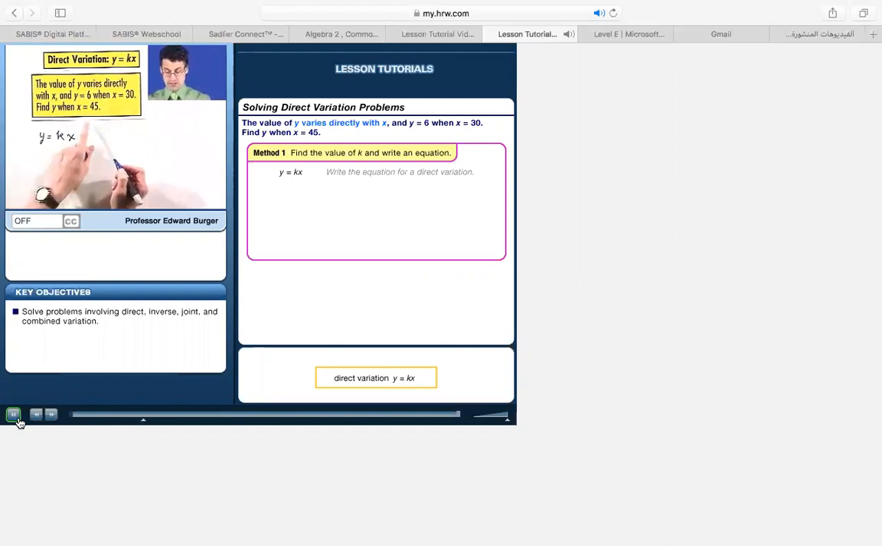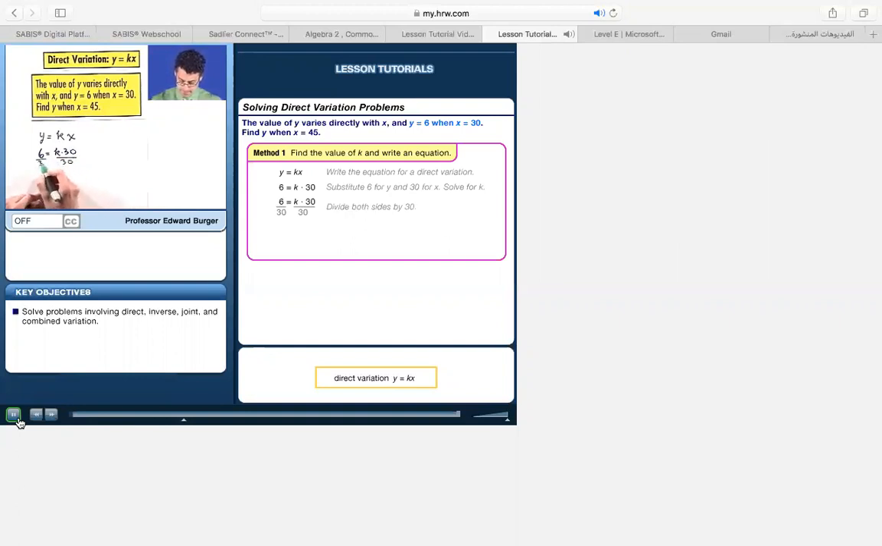We also know that it's going to satisfy the following: when x equals 30, y has to be 6. That means if I plug in 30 for x and 6 for y, this equation has to hold. That will allow me to figure out the k. So in particular, I'd have 6 equals k times 30. If I divide both sides by 30 to undo the multiplication by 30, I would see that k equals 1/5. And so y equals 1/5 times x. So that's the actual direct variation.